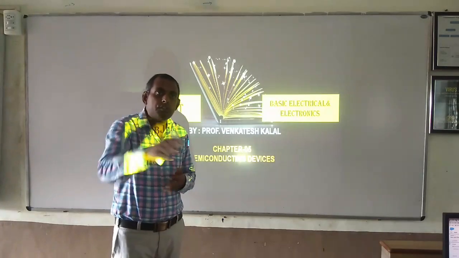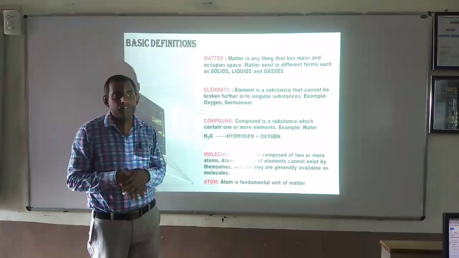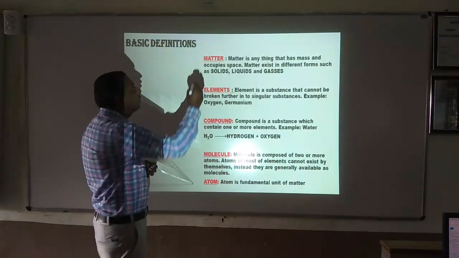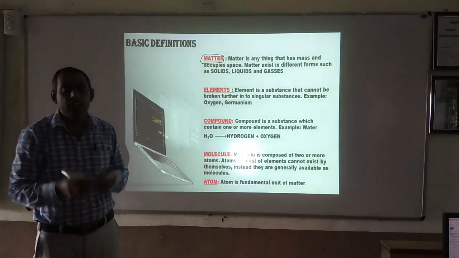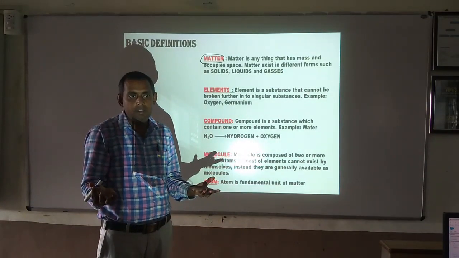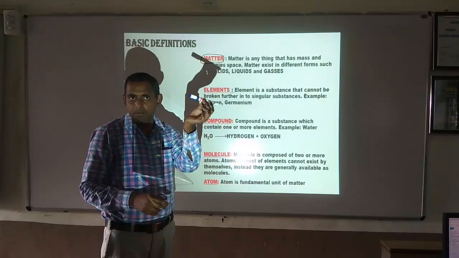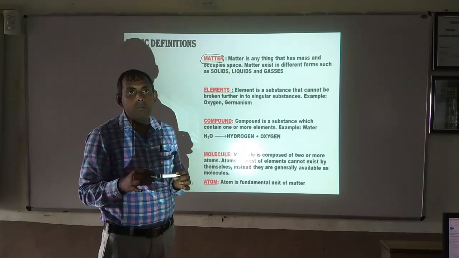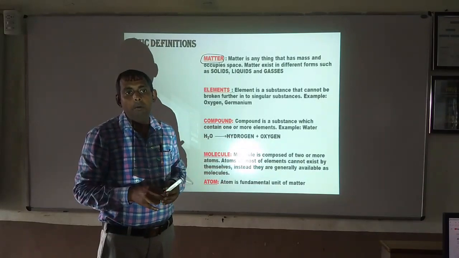Before going to semiconductor devices, we need to learn some basic definitions. First of all, the definition of matter. Matter is anything which has mass and occupies space. Let me give you one small example. Let us take this pen. This pen has mass and also occupies some space. If I keep this on my hand, it is occupying this much space and it has some mass.